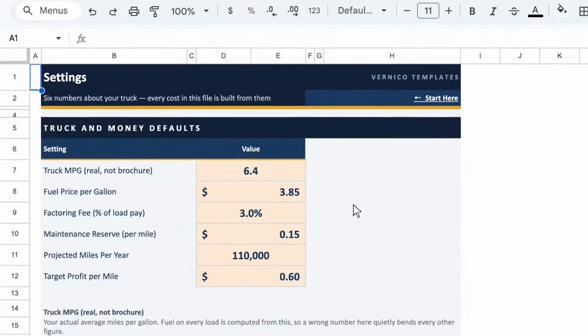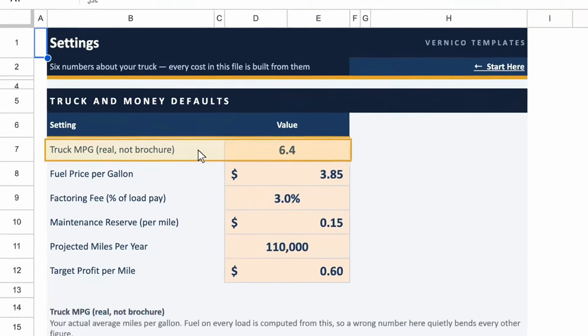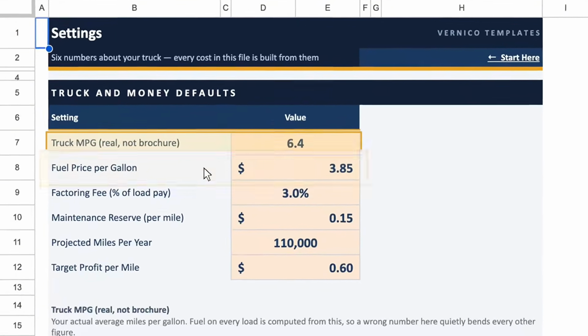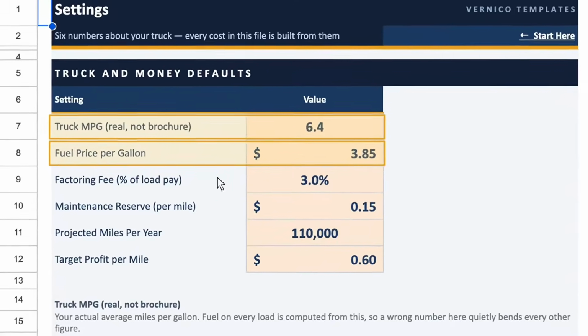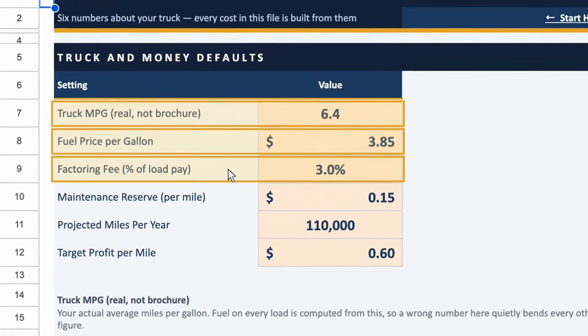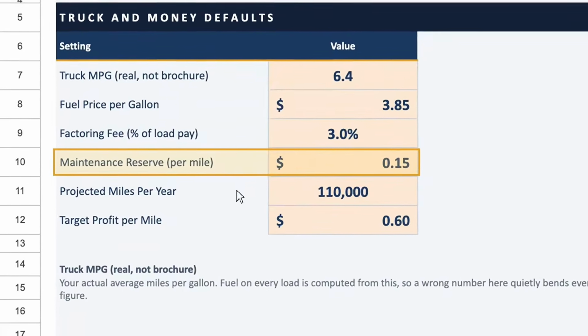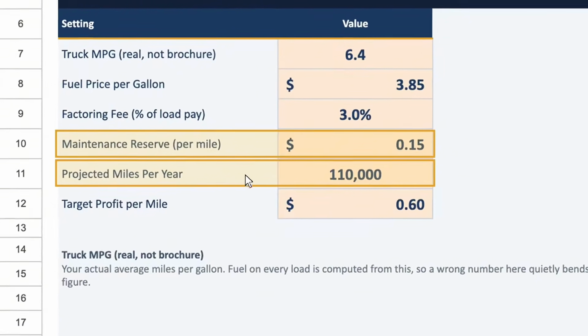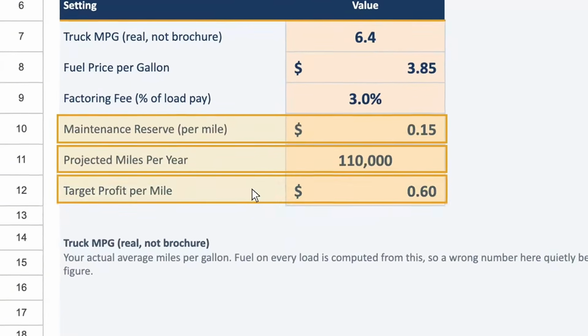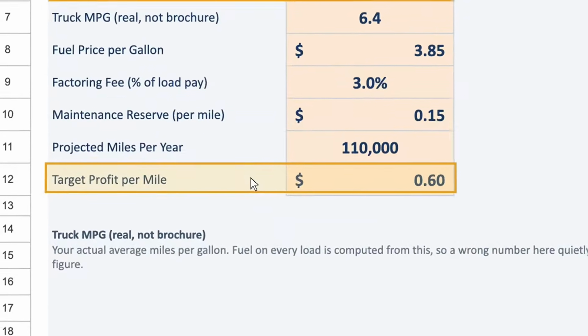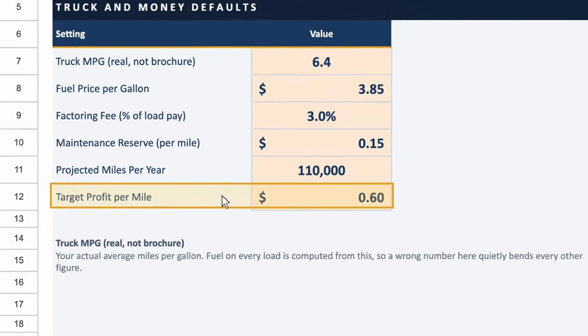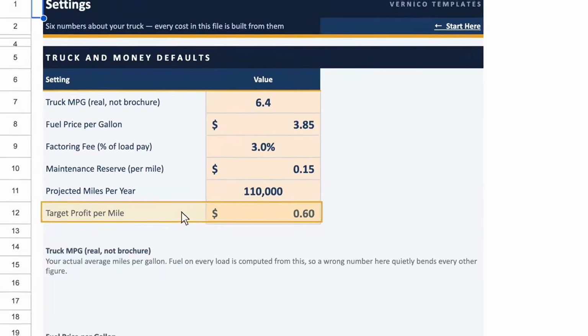This is the Settings tab. 6 numbers, and you fill them in once. Your real miles per gallon, not the brochure figure, what you actually pay for fuel. Your factoring rate, or 0 if you do not factor. Then, the cents per mile you set aside for maintenance. The miles you plan to run this year, and the profit per mile you want left over. That last one is why this is not a generic calculator. Every load gets judged against your target, not against the national average that has never seen your truck payment.